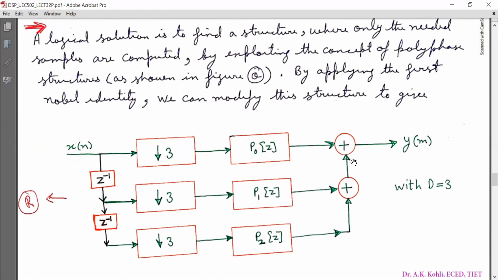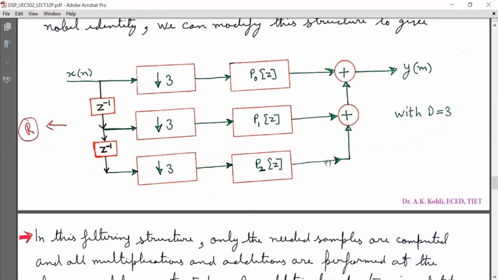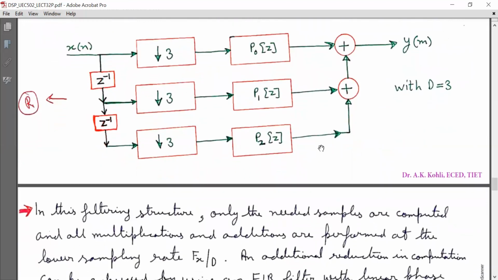Now what we have done, we have replaced H(z) with the equivalent polyphase structure and then applied the first noble identity to reduce the computation complexity. And in this filtering structure, only the needed samples are computed and all multiplications and additions are performed at the lower sampling rate Fx by D.